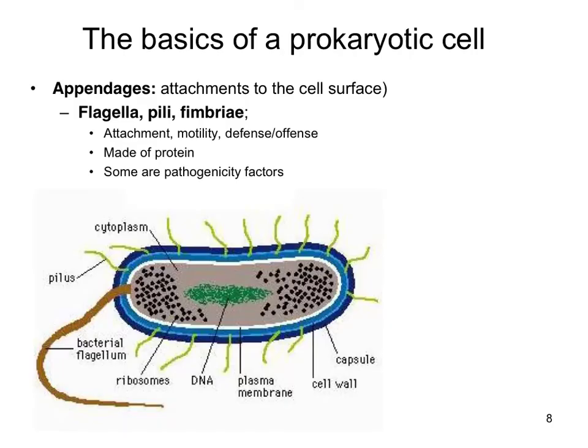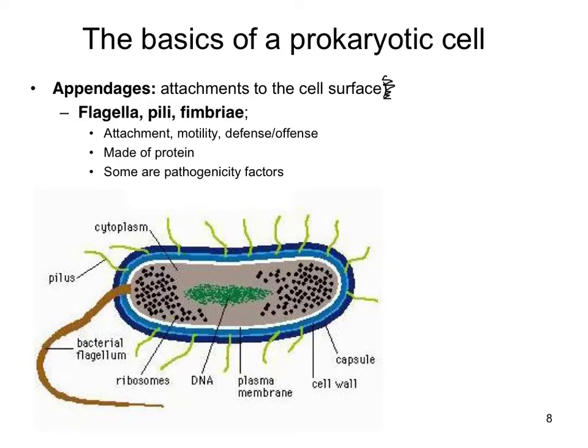Let's look at the basics of a prokaryotic cell. So this could be any bacterial cell or any archaeal cell. Because our class focuses on infectious disease, let's talk about bacteria. So here's a simple bacterium shown here. We've looked at this cartoon a number of times already this semester. If we start from the outside in, let's have a category and let's call it appendages. These would be attachments to the cell's surface.